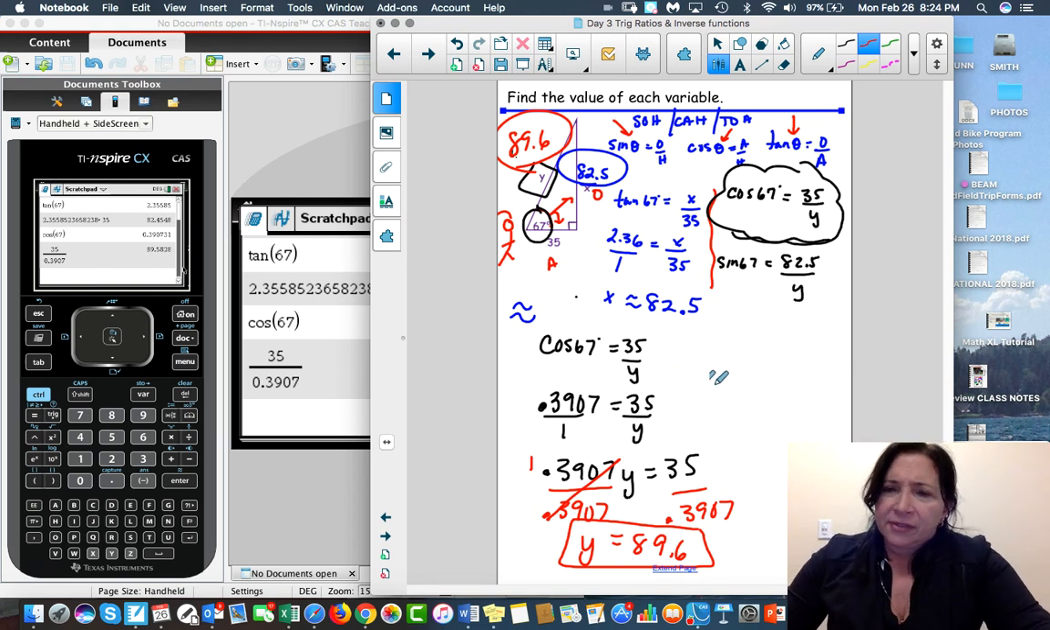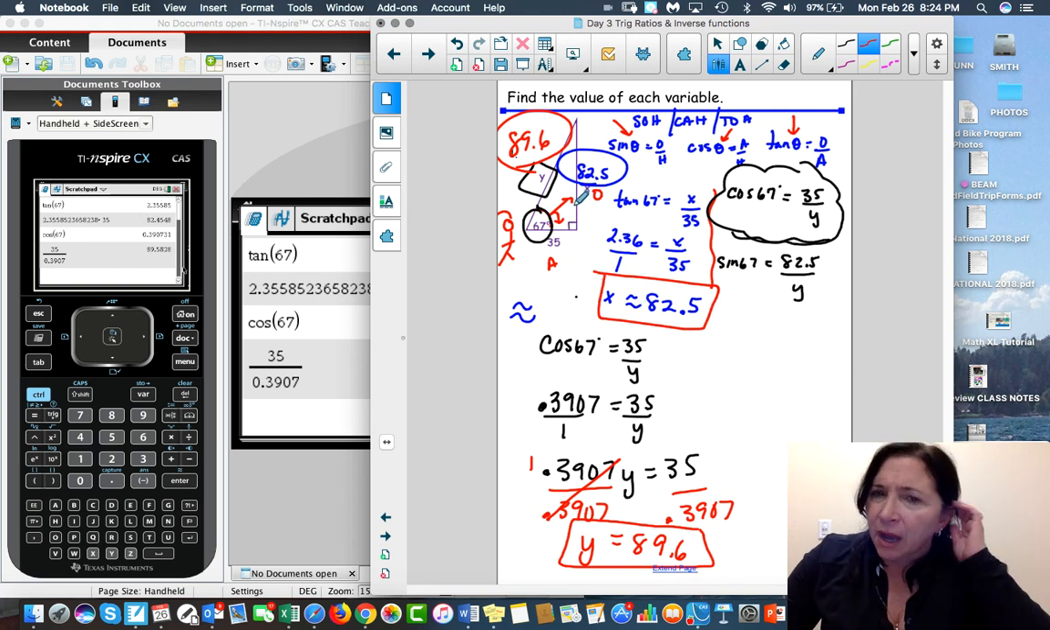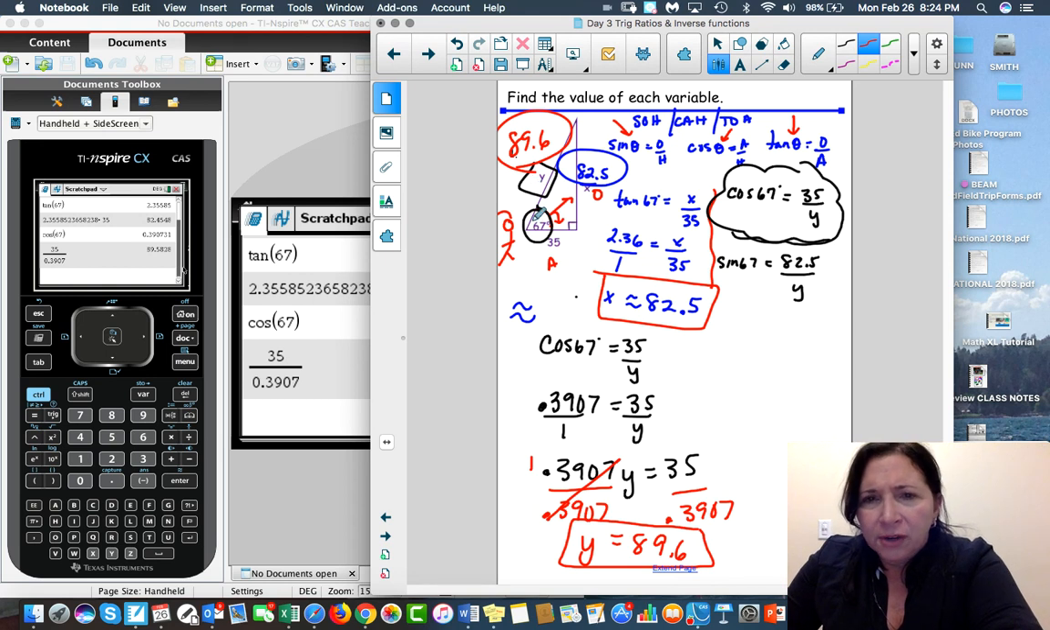A couple of things that I wanted to talk to you about. We have x, we have y, and we used our trig functions. What I want to talk to you about is that your right angle, which is this angle right here, the side opposite the right angle does need to be the biggest side, because the right angle is the biggest angle in the triangle.